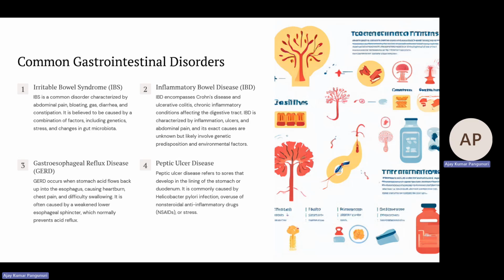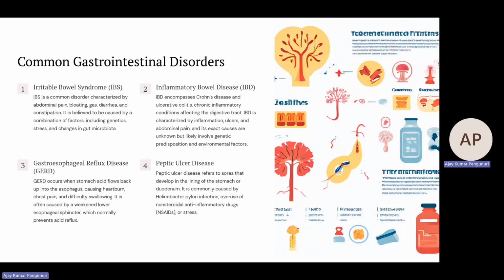GERD or gastroesophageal reflux disease. GERD occurs when the stomach acid flows back up into the esophagus, causing heartburn, chest pain, and difficulty in swallowing. It is often caused by a weakened lower esophageal sphincter, which normally prevents acid reflux.